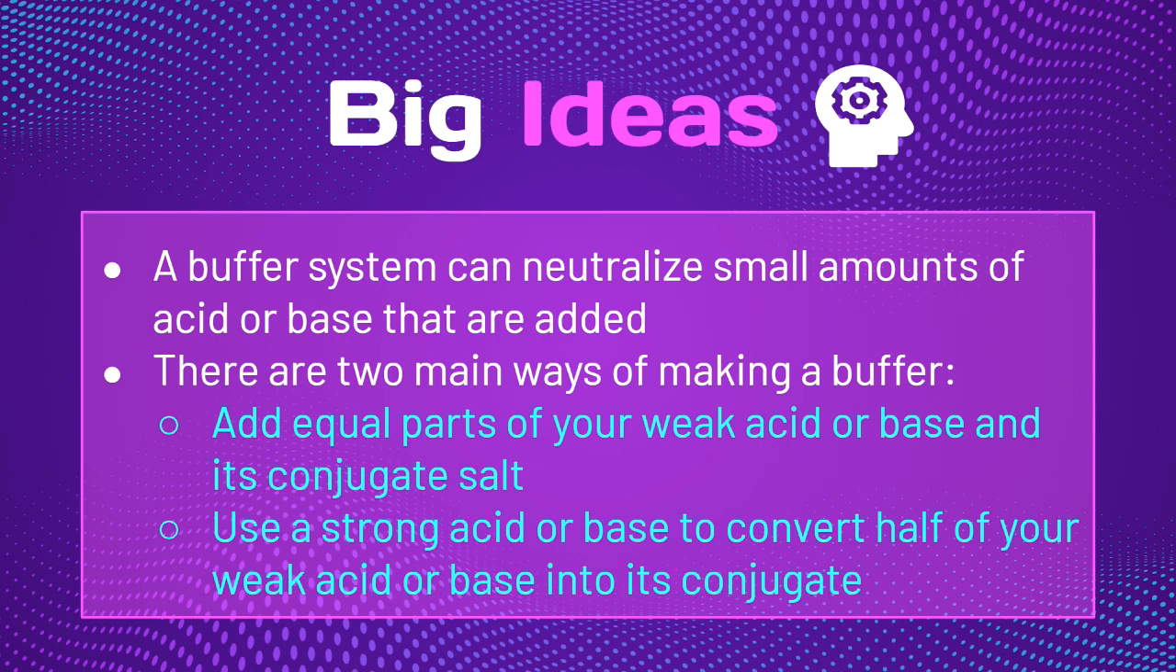There are two main ways of making a buffer. The most straightforward way is to add equal parts of your weak acid or base and its conjugate salt, and you want to make sure their concentrations are consistent. Now, if you only have the weak acid or base, you can use a strong acid or base, and what that can do is convert half of your weak acid or base into its conjugate.